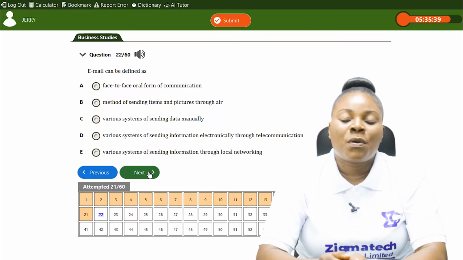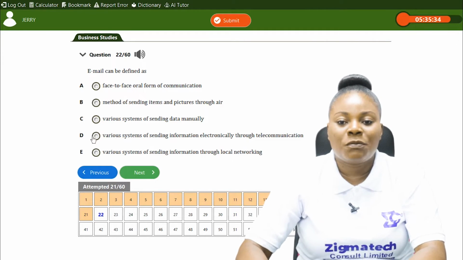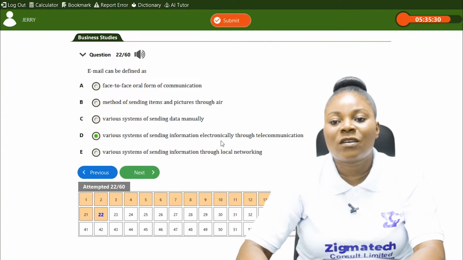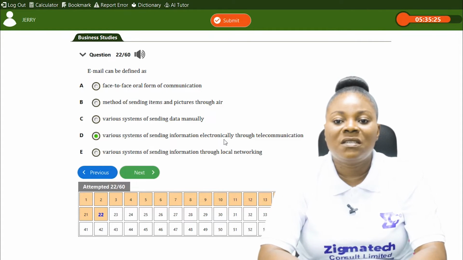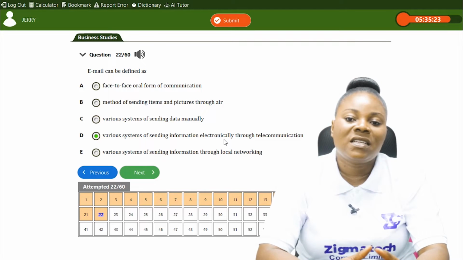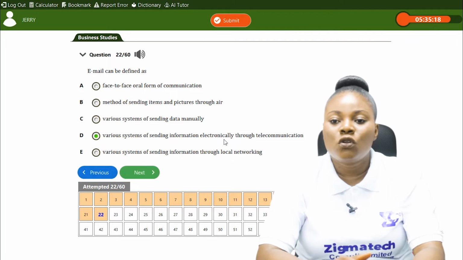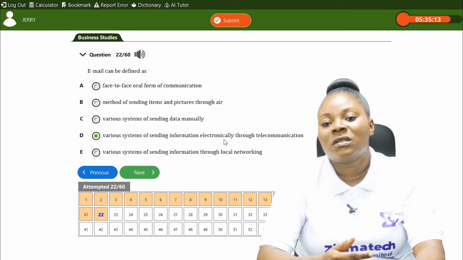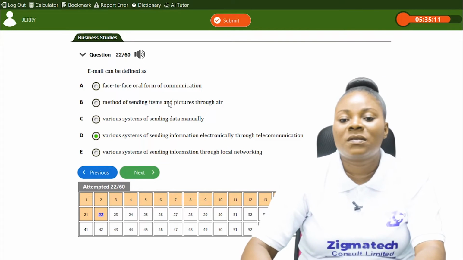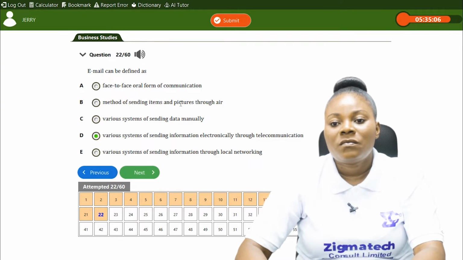So the appropriate definition for an email is given in option D. The various systems of sending information electronically using telecommunication. Email can be defined as a means of sending and receiving information or letters through telecommunication devices like your phones, your computers, your laptops, and any other telecommunication gadget.